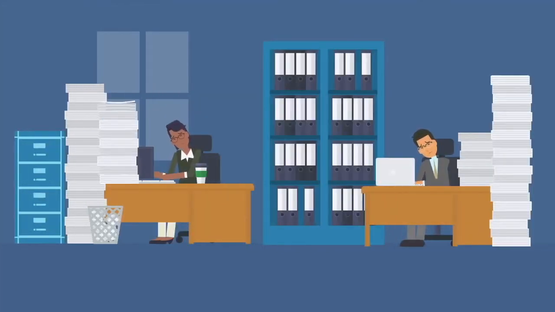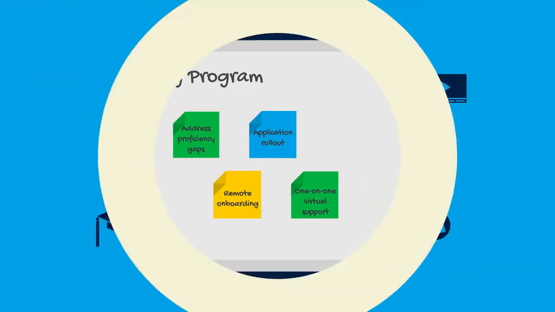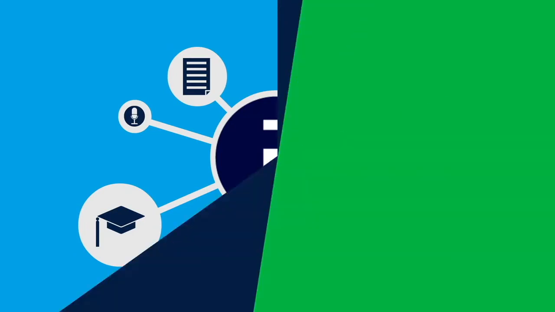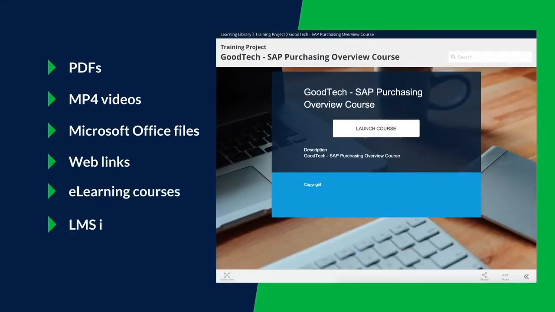Free up your training resources to focus on more strategic projects by reusing your own training and performance support content or content from external or other authoring tools. With uPerform, you can upload PDFs, MP4 videos, Microsoft Office files, including PowerPoint and Word, web links, e-learning courses such as Captivate Storyline files, and you can even link to courses from your own learning management system, and the scores are reported back to the LMS.